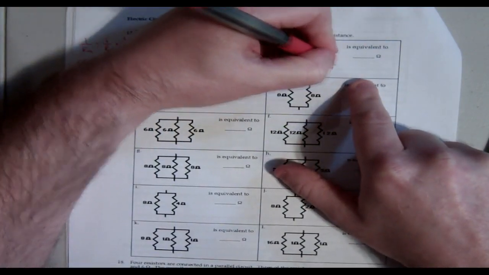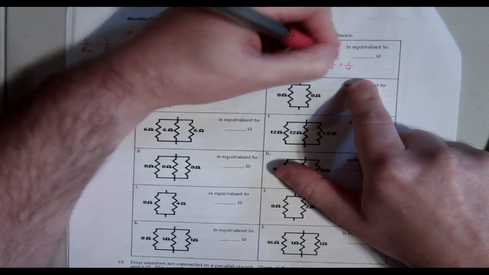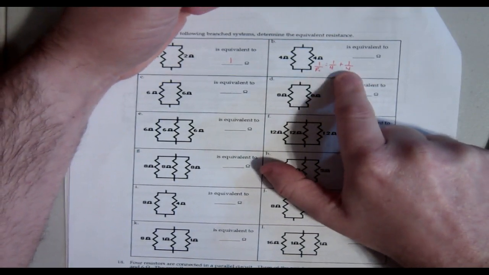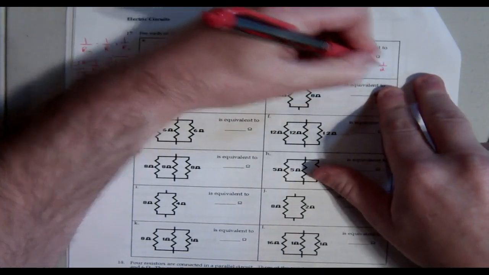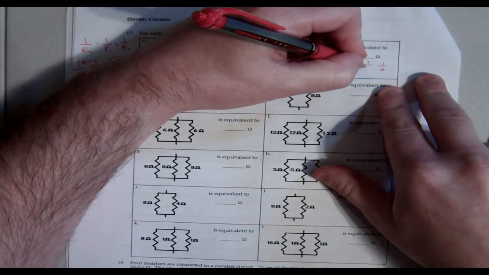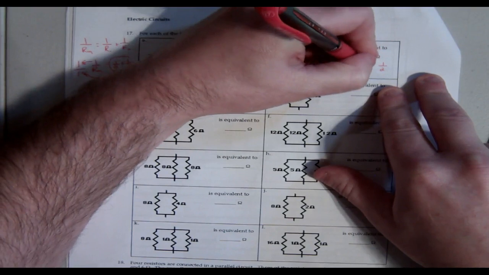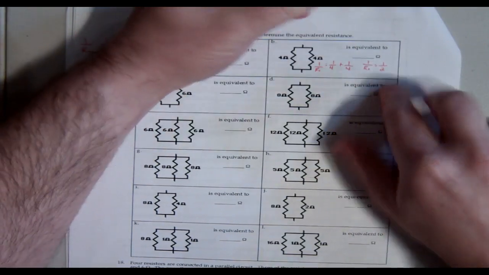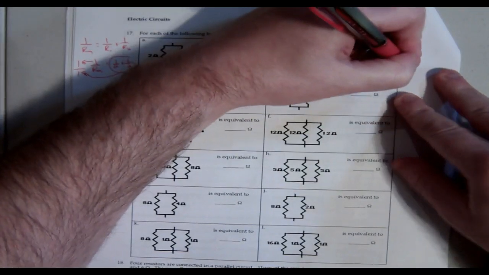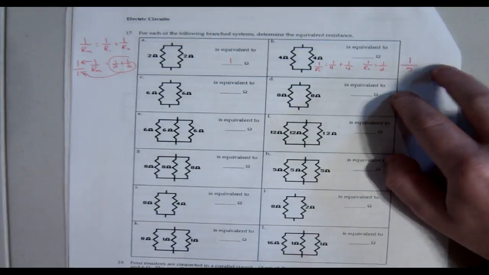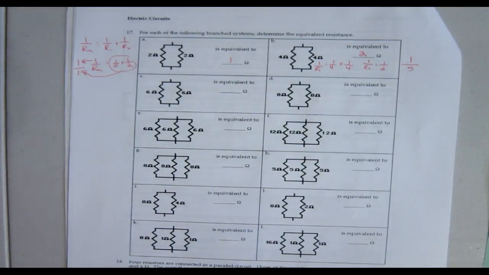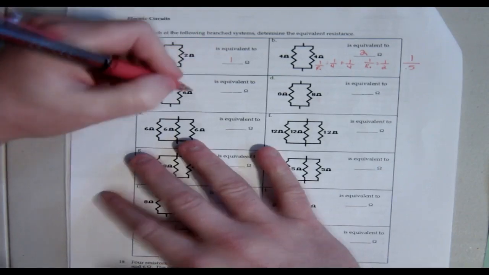Let's do this one. 1 over 4 plus 1 over 4 equals 1 over the equivalent. That equals 2 over 4, which equals 1/2. So 1 over the equivalent equals 1/2. That's 0.5, right? This will make it a whole lot easier if you change that to 0.5. 1 over 0.5. How many times does 0.5 go into 1? 2. Bam! Look how easy that is. We're so smart.